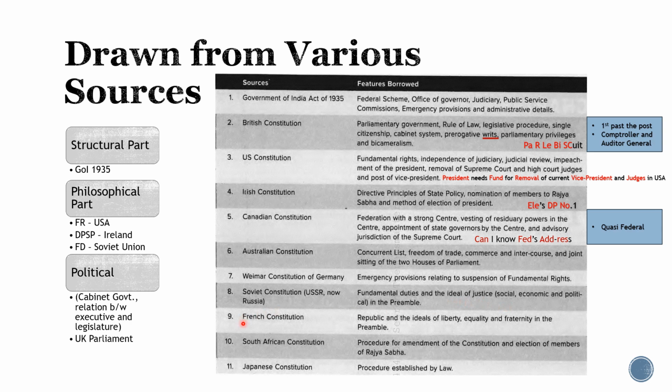The French Constitution gives us republic and ideals of liberty, equality, fraternity. Again, this is in the preamble. Liberty, equality, fraternity. That comes from French Constitution.